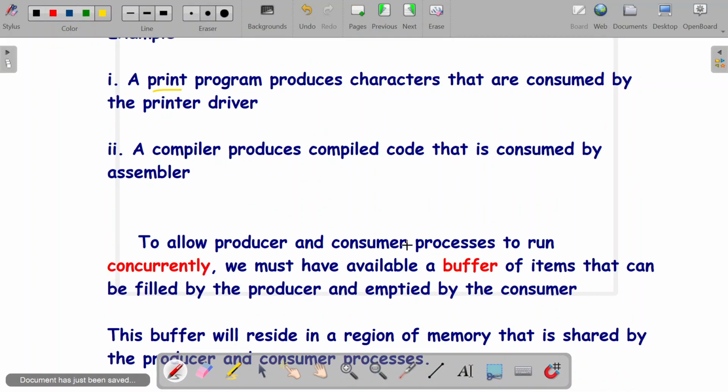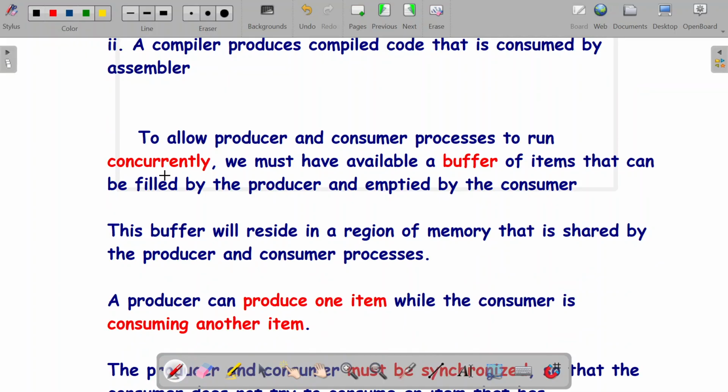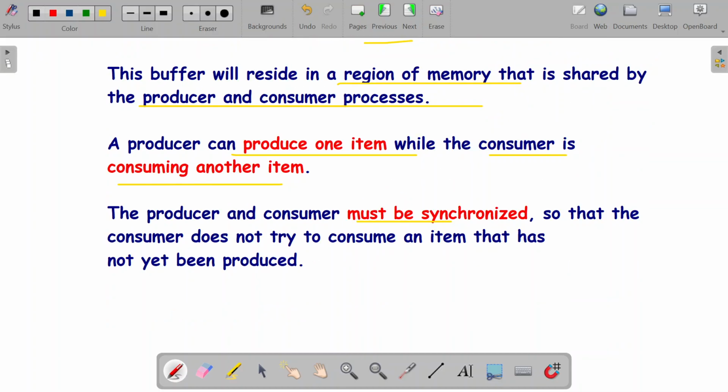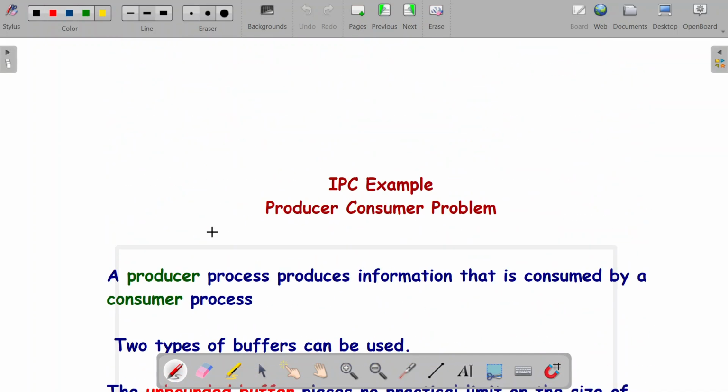Now, to allow the producer and consumer to work concurrently, we should have a buffer of items to be stored by the producer, which is emptied by the consumer. The buffer is nothing but a shared region of memory that is shared by the producer and consumer. Always remember, a producer can produce only one item at a time, and a consumer can consume one item at a time. This is the fact about producer-consumer. And the producer and consumer must be synchronized so that the consumer does not try to consume an item if there is no production from the producer. Now let's see how it happens.